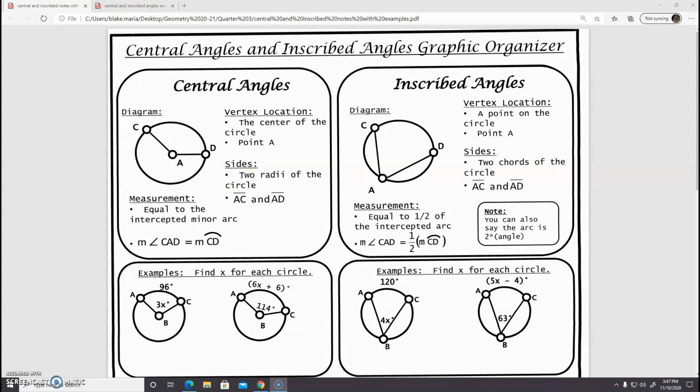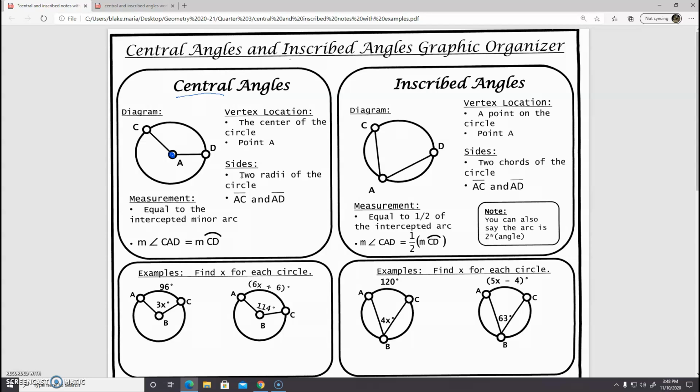Today we're gonna talk about central angles and inscribed angles. Central angles are called central angles because the vertex of the angle is on the center point of the circle. So notice here the vertex A is the center of the circle. So CAD would be considered a central angle because the vertex A is on the center point.